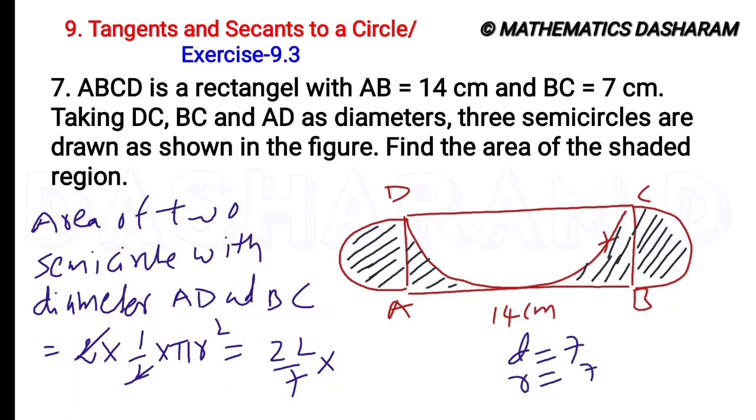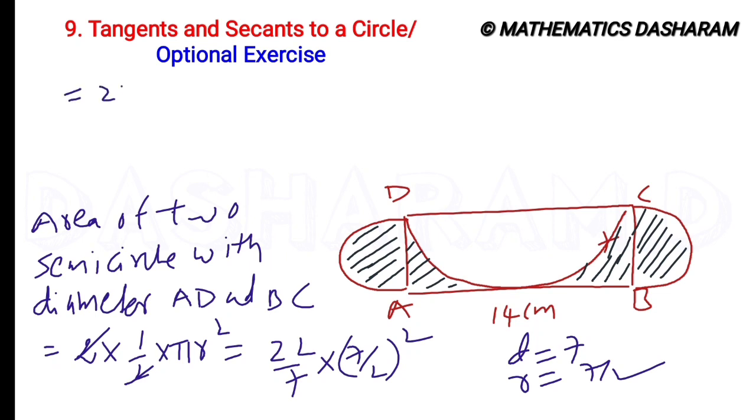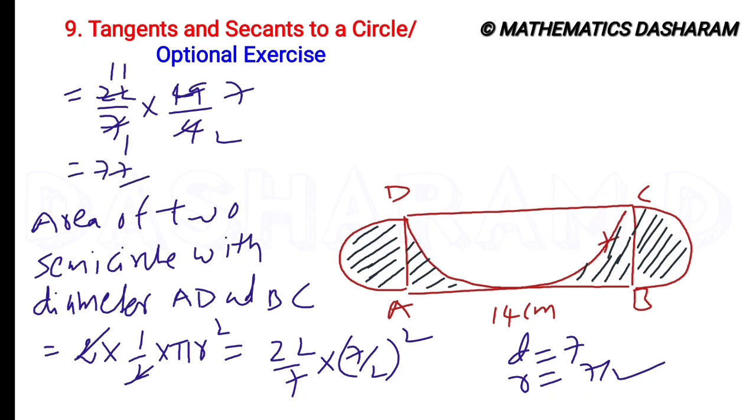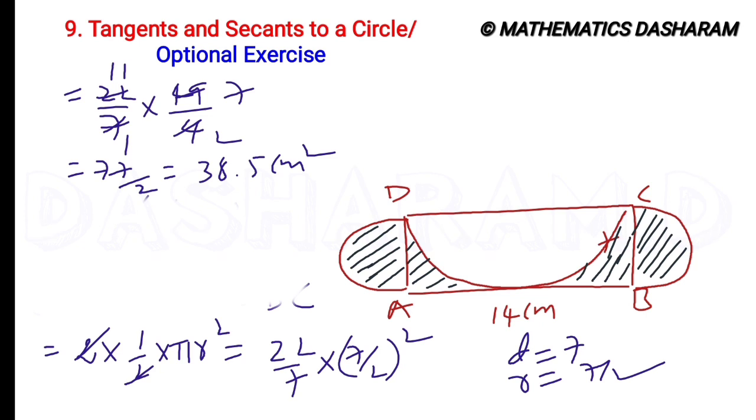Then the radius equals 7 by 2. So it is 22 by 7 into 7 by 2 whole square, which is 49 by 4. 7 ones are 7, 7 sevens are 49, 2 twos are 4, 11s are. So it is 77 by 2, which is 38.5 centimeter square. So the area of the two semicircles is completed.